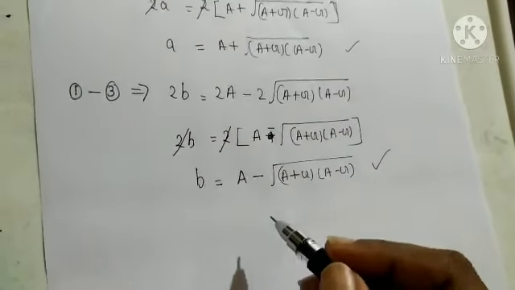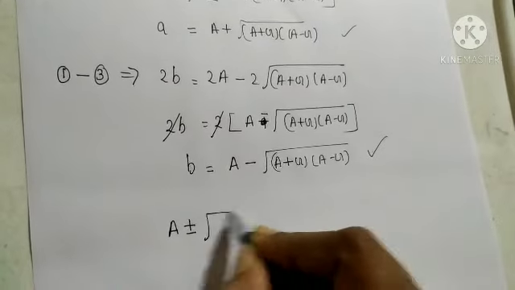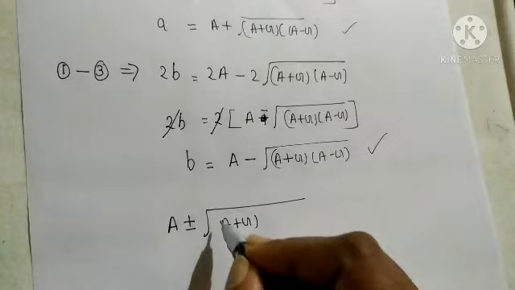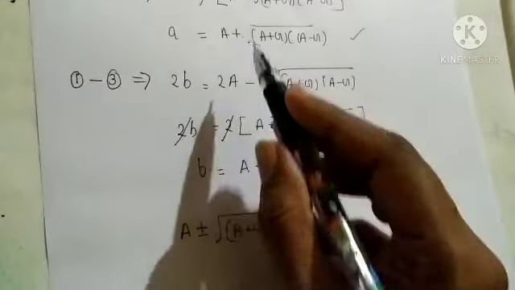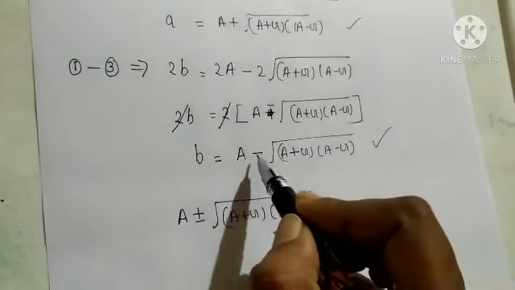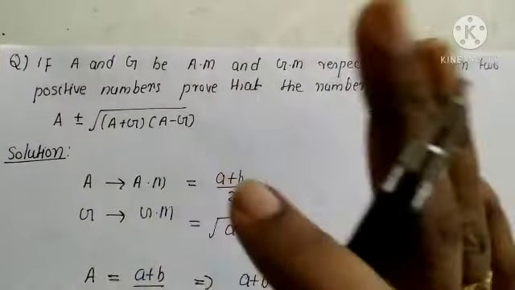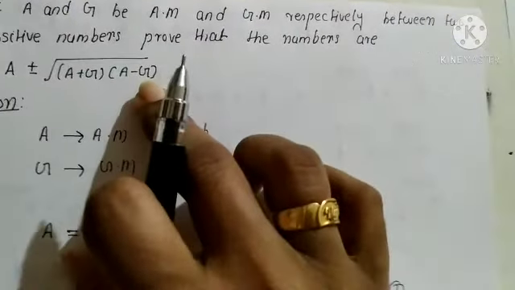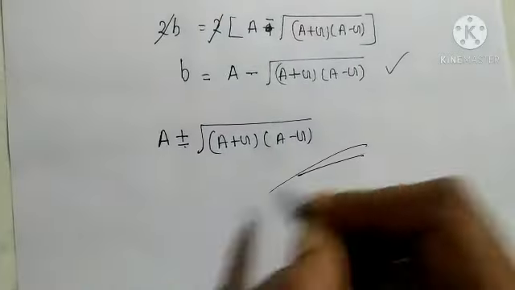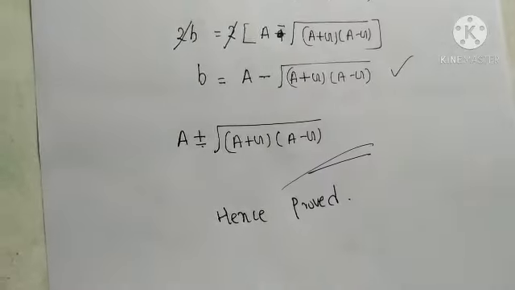So this can be written as A plus or minus root of (A plus G)(A minus G). The first number is A plus root of (A plus G)(A minus G). The second number is A minus root of (A plus G)(A minus G). So now we have proved. In this question we needed to prove that the numbers are A plus or minus root of (A plus G)(A minus G). Now we have proved. Hence proved. I hope you understood this question.